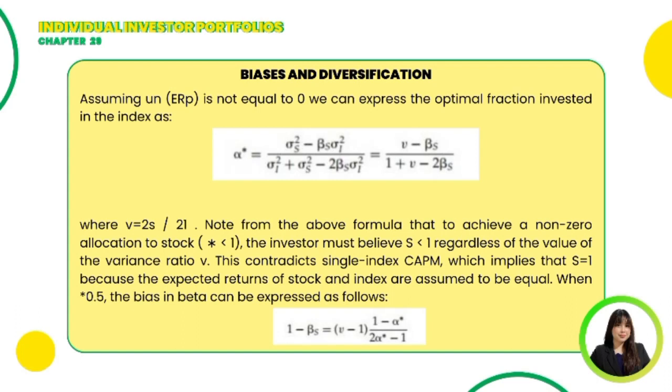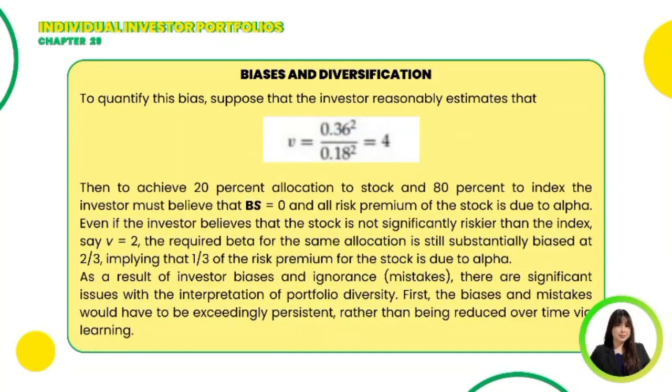This contradicts single index CAPM, which implies that βS equals 1 because the expected returns of stock and index are assumed to be equal. When w equals 0.5, the bias in beta can be expressed as follows in this equation. To identify this bias, suppose that the investor reasonably estimated V by this formula below. Then to achieve a 20% allocation to stock and 80% to index, the investor must believe that βS is equal to 0 and all risk premium of the stock is due to alpha.